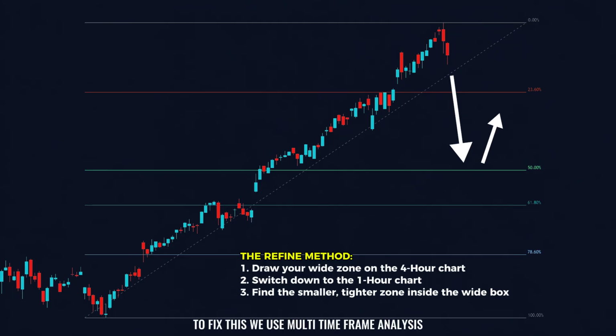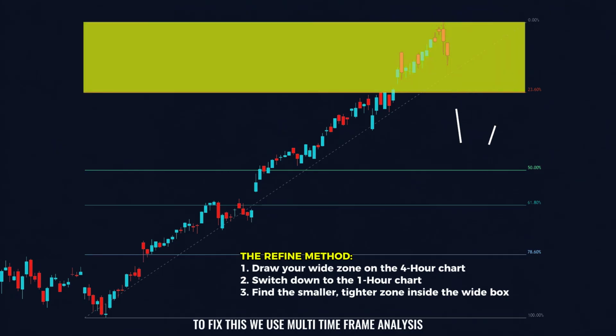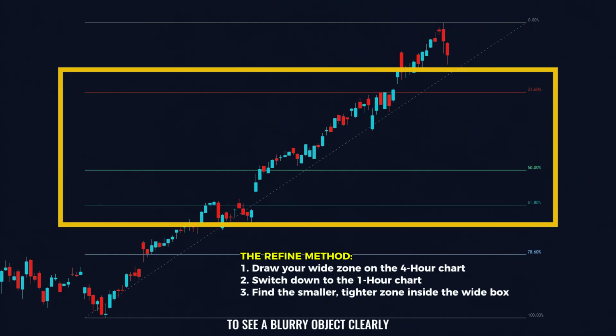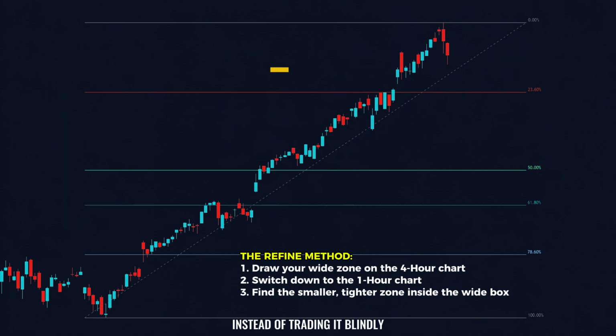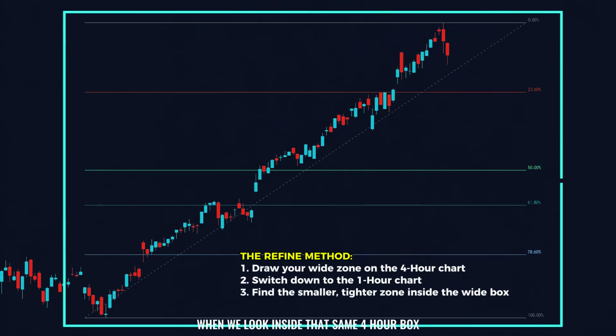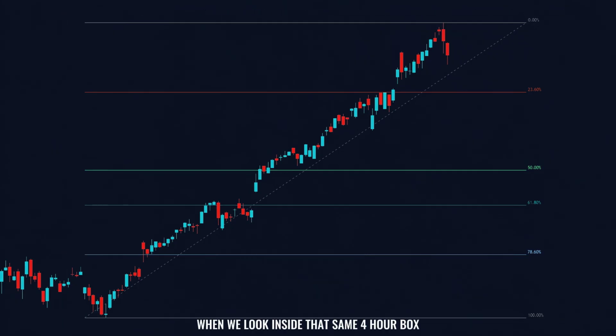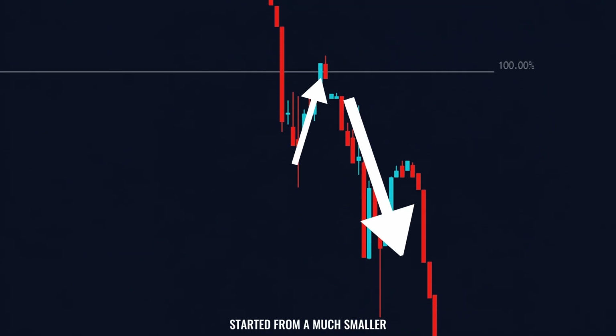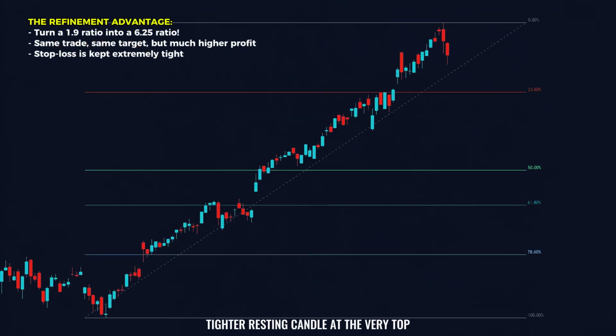To fix this, we use multi-timeframe analysis to zoom in on that wide box, just like adjusting a camera lens to see a blurry object clearly. Let's say we drew a wide supply box on the 4-hour time frame. Instead of trading it blindly, we switch our chart down to the 1-hour time frame. When we look inside that same 4-hour box on the 1-hour chart, we will notice that the actual downward sprint started from a much smaller, tighter resting candle at the very top.